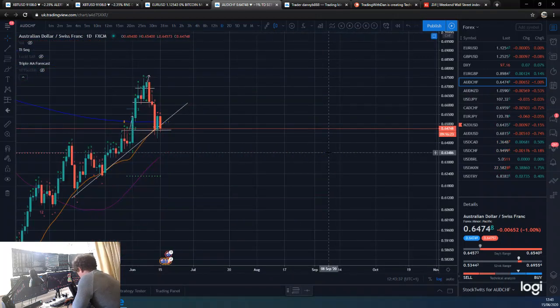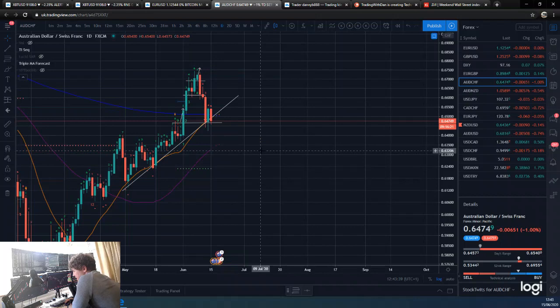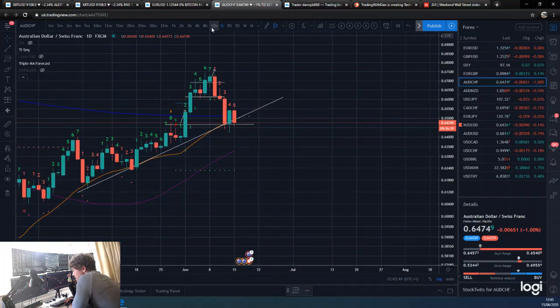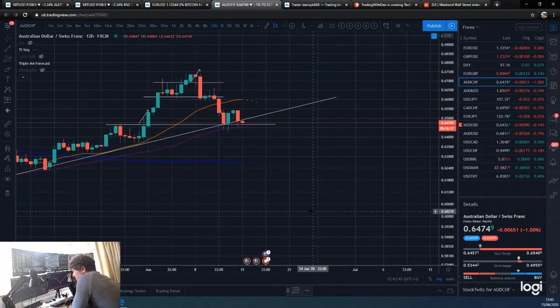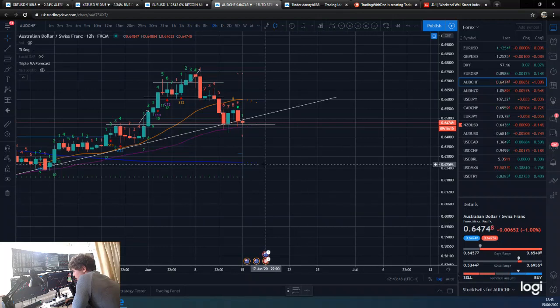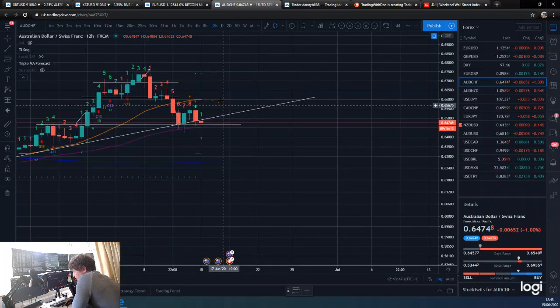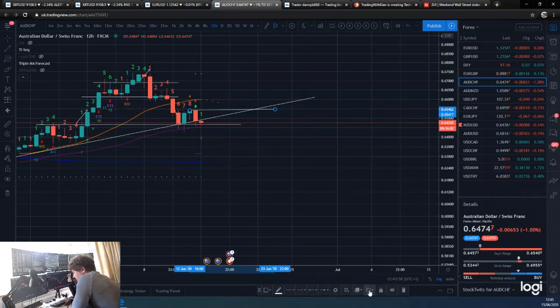Not much to see on the daily here, TD wise. On the 12 hour, I don't think we'll have much on here. Oh, actually we do have a 12 hour 9. So what we have got is a buy trade above this 12 hour. So I'll draw this further along here. I'll draw this to here anyway. So we've got a buy trade above this 12 hour.